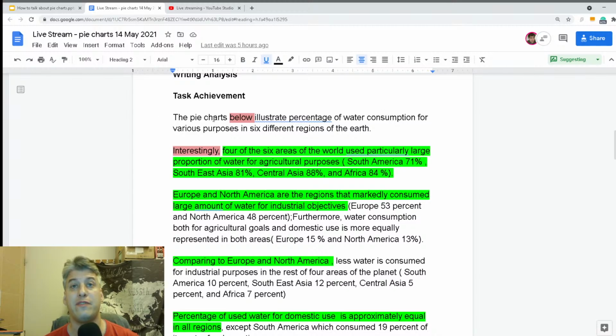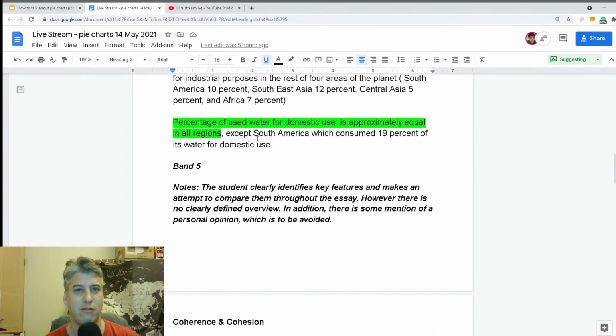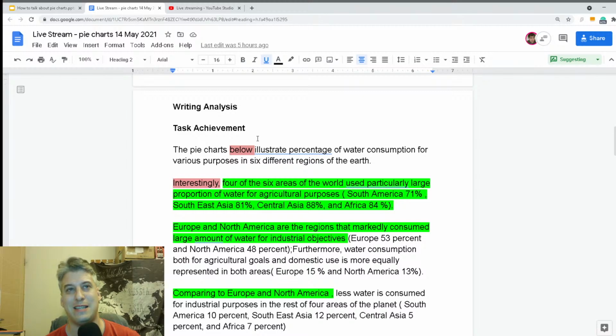Okay, so in that first sentence, the thing that I have highlighted, it's a common mistake, the pie charts below. When you're writing this, you've got to imagine that the examiner cannot actually see the pie charts, the data in any of the task ones. So by saying the pie charts below, I'm looking, there are no pie charts below. So it doesn't make sense. Does it really fall into task achievement? I think it's just illogical. Just don't do this. The pie charts illustrate. That's what we should say.